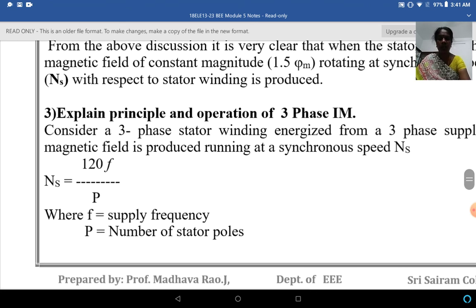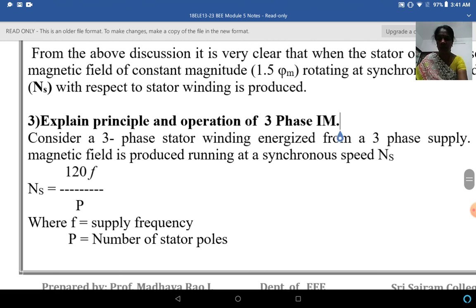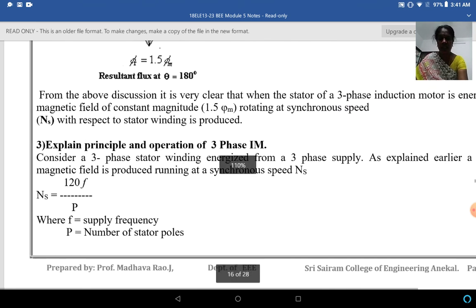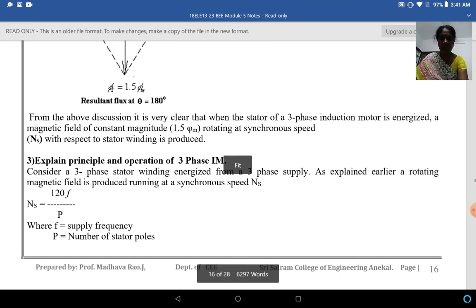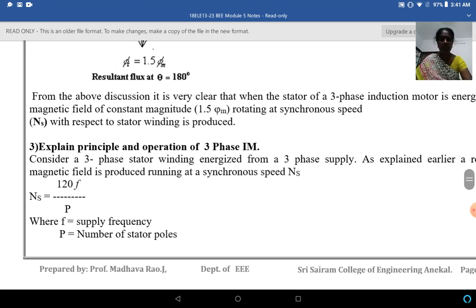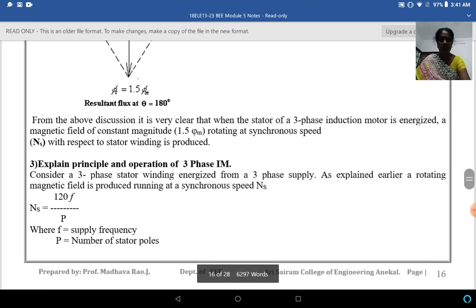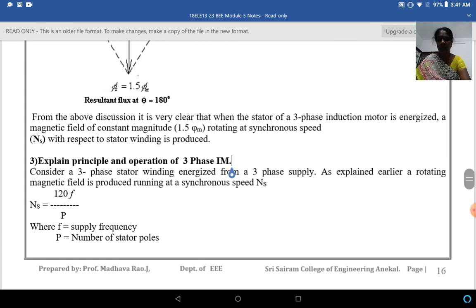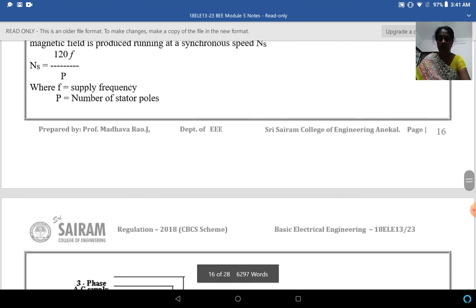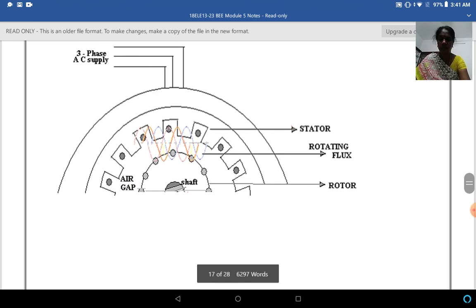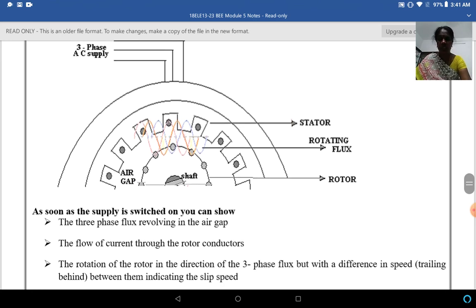The principle and operation of a three-phase induction motor. Consider a three-phase stator winding energized from a three-phase supply. As explained, a rotating magnetic field is produced, running at asynchronous speed Ns, which is given as 120 f by P, where f is the supply frequency and P is the number of stator poles. See the construction, the cross-section view is shown.